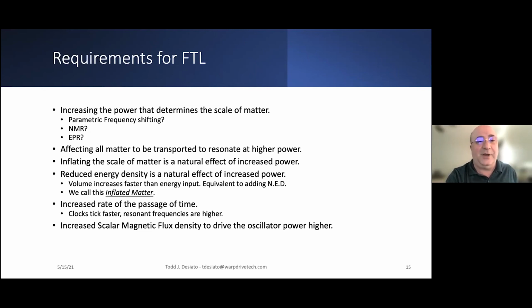And I coined that term back in 2015 when I published the paper, The Electromagnetic Quantum Vacuum Warp Drive in JBIS. So you have an increased rate of the passage of time. Clocks tick faster, resonant frequencies are higher, and this can be driven by an increased scalar magnetic flux density. And the goal in some of these experiments would be to create a scalar magnetic flux density, one that's non-polarized, and show that you can still control the frequency in the same way you would using a regular polarized magnetic field.